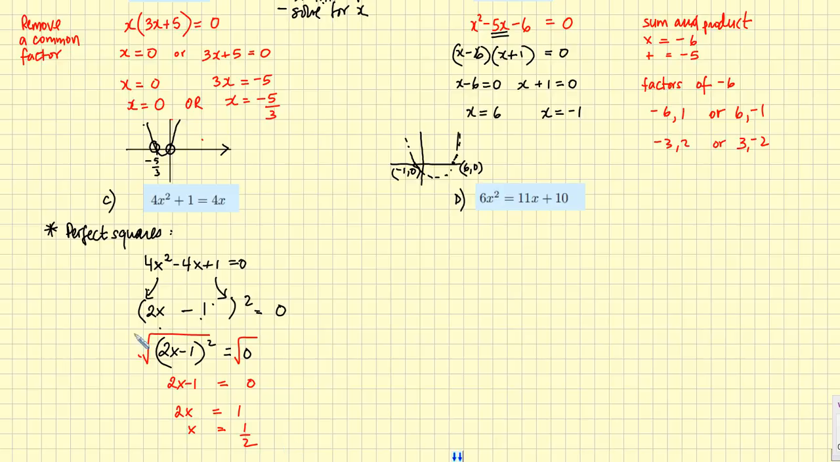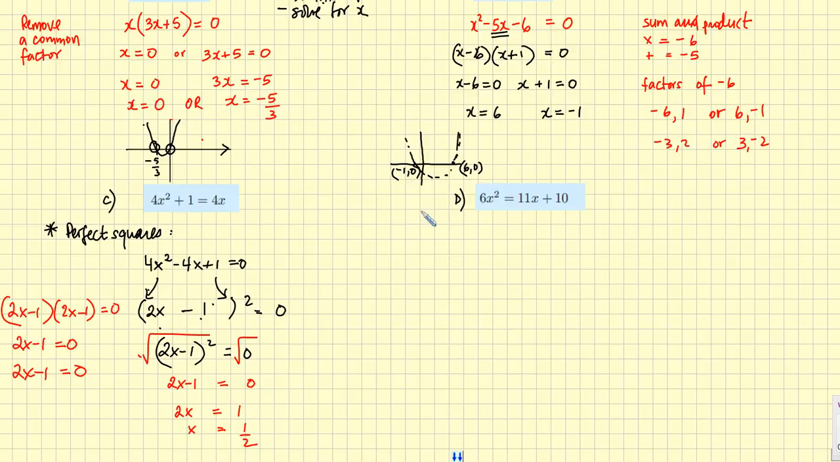There is only one root in this case, and the reason why there's only one root is because it's the same root. When I expand 2x minus 1 all squared, so when I do 2x minus 1 times 2x minus 1, well, that gives me the same root being 2x minus 1 equals 0, and 2x minus 1 equaling 0. So I have exactly the same thing.